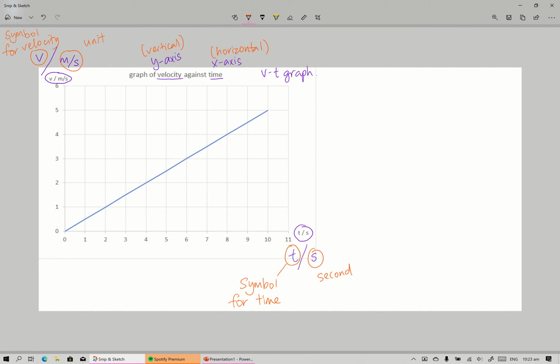Note that in graphs, labeling the axis with the corresponding unit where applicable is very important. And in a theory paper, you need the labeling to know what kind of graph you're dealing with.